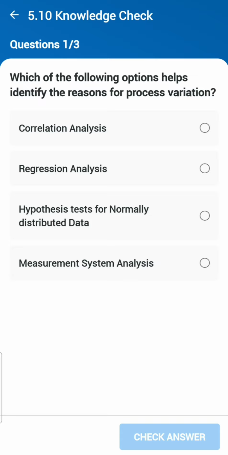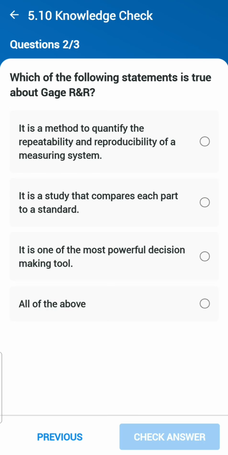So which of the following options helps identify the reason for process variation? Process variation you can get to know from MSA, measurement system analysis. And the next question: which of the following statements is true about gauge R&R? Gauge R&R is a method to quantify the reproducibility of a measurement system.